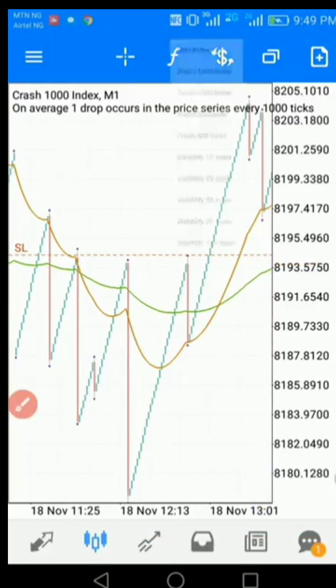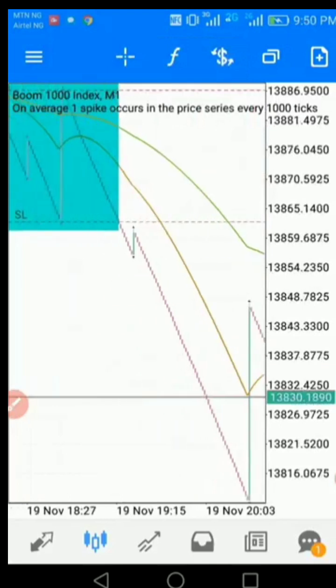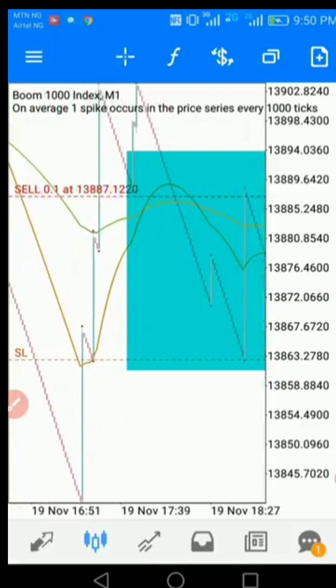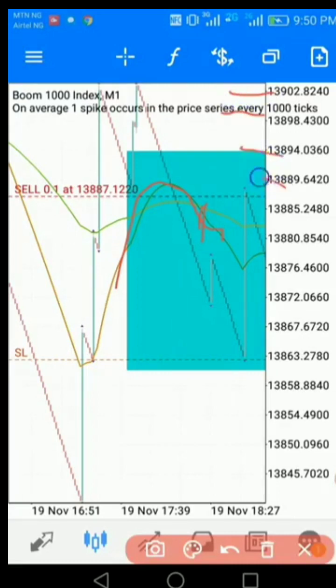Now for boom, let's check boom and see. Let me give you the condition. The conditions are the same, but on boom the crossing is such that the yellow or orange is crossing the green from up downwards, and then you take your 10 candlesticks, and the crossing this time has to be at the 8th or above the 8th counting from up on boom. That is 1 2 3 4 5 6 7 8. It has to be at this place or above, okay, for it to be valid.